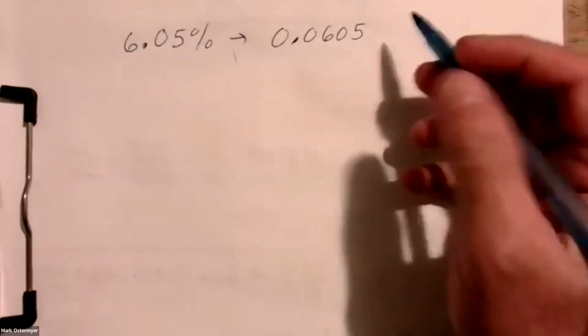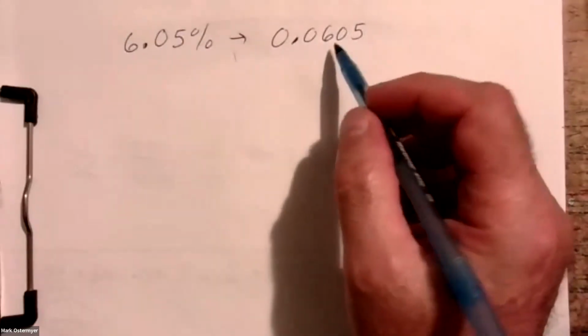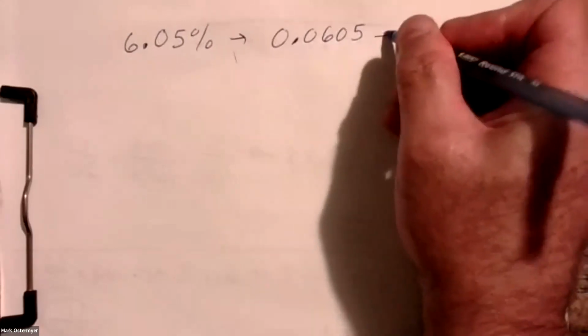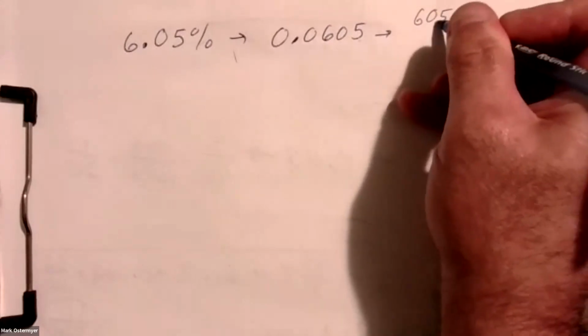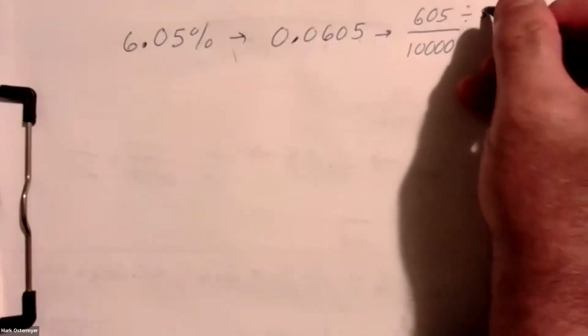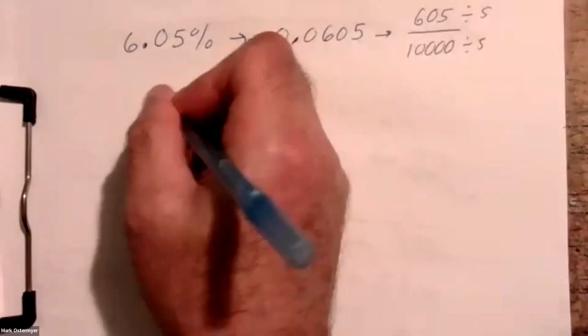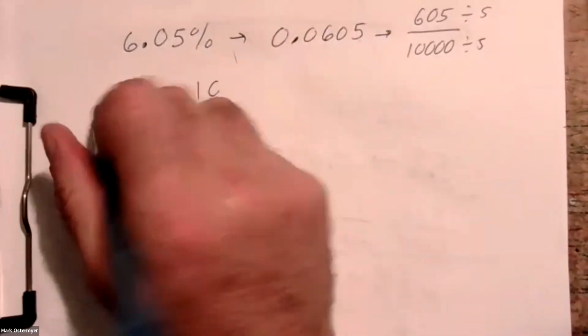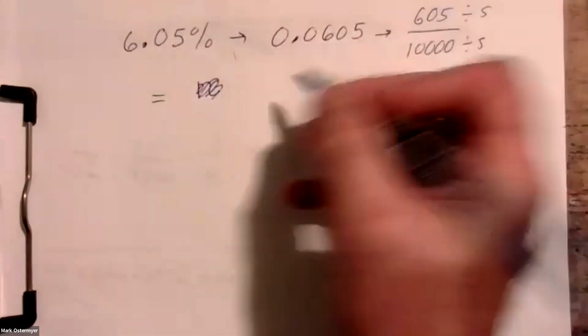Now to go to a fraction, we write it the way we read it. This is 605 what? Tenths, hundredths, thousandths, 10,000ths. So this is going to be 605 10,000ths, 605 over 10,000. And now we just reduce. This reduces down by 5. Let's see here, what does that reduce down to?